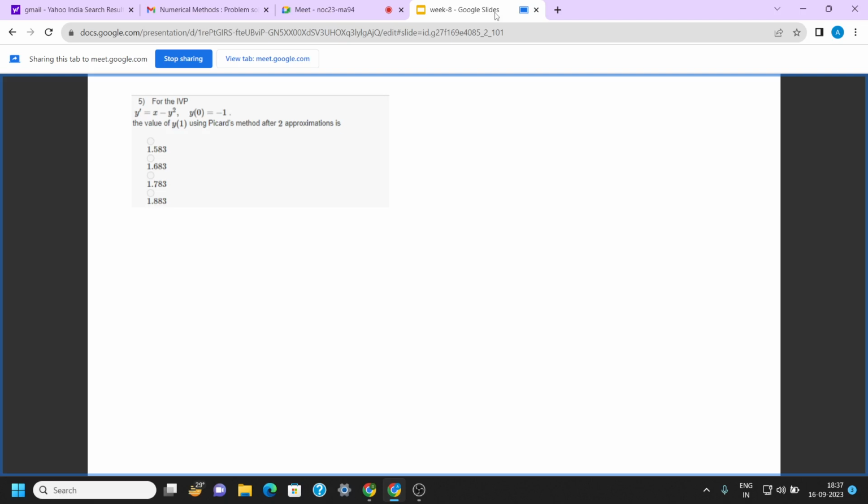Keep in mind that you have to use two approximations to reach till y of 1. Okay. So since it is 0, the first approximation will be at 0.5 and the next approximation will be at 1. So consider it in that way. N0 takes 0, and the next iteration N1 will be 0.5 and N2 will be 1.